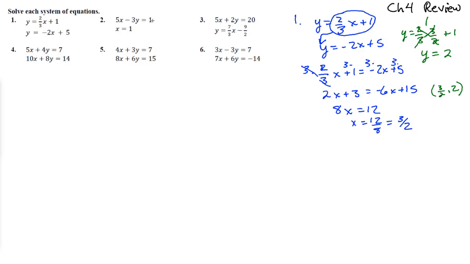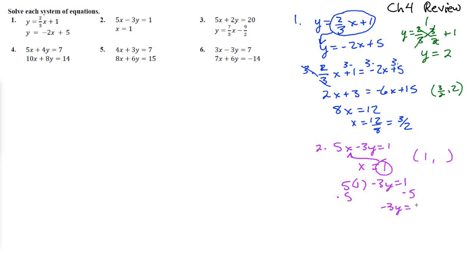Number 2: 5x minus 3y equals 1, and x equals 1. We already have half of our answer right here. It's going to be 1 something. So we stick that 1 in for the x, and we get 5 times 1 minus 3y equals 1. Subtract 5 from both sides, and we get negative 3y equals negative 4. Divide by negative 3, and I get y equals positive 4/3. There's number 2.